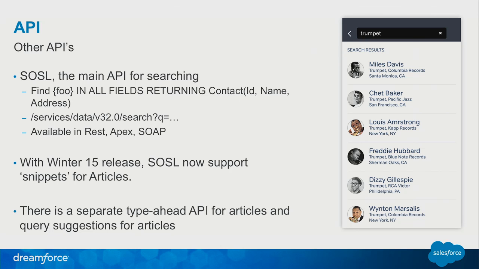And the last thing, there is a different type-ahead API for articles. It's kind of similar to this one. And this API also allows you to get query suggestions, very similar to what we have seen in the Google mobile example. Instead of getting a suggestion of records, we get suggestions of queries that you can then issue to get results.